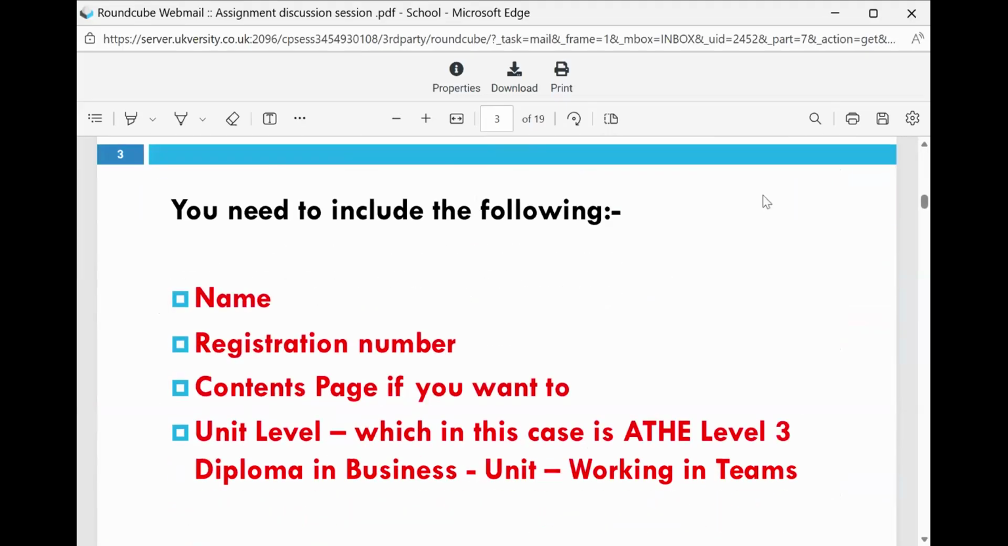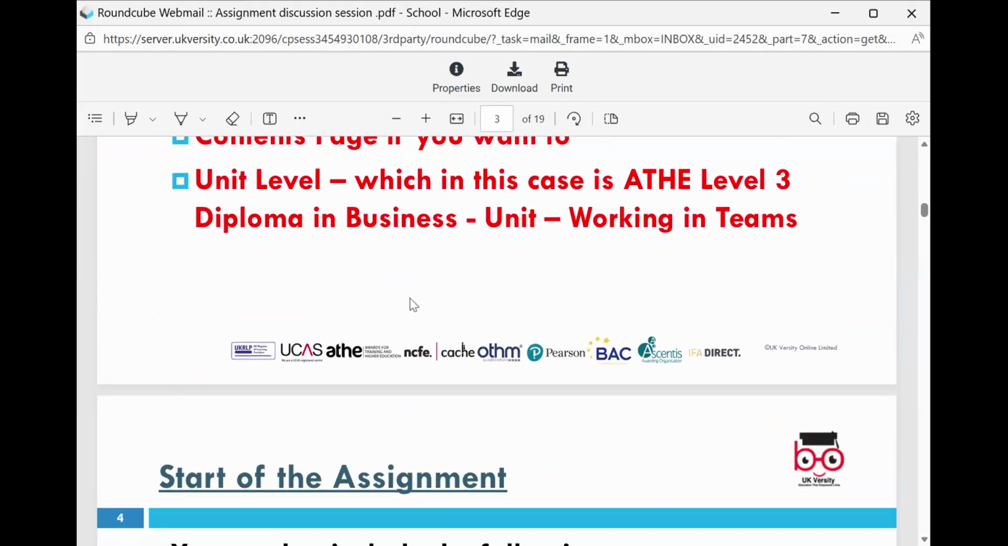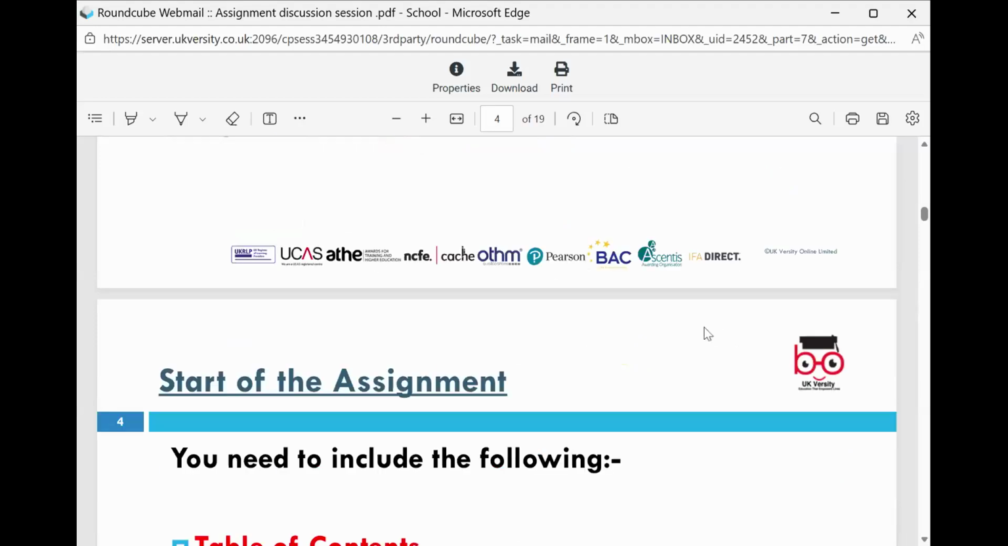What we're going to address in this is, firstly, the whole aim is to inform you of what we need to do when it comes to doing the assignment and give you guidelines around it. On the Moodle, there are assignment guidelines slides there as well. So firstly, your name, registration number, contents page if you want, and your unit level, which is ATHE Level 3 Diploma in Business, working in a team.